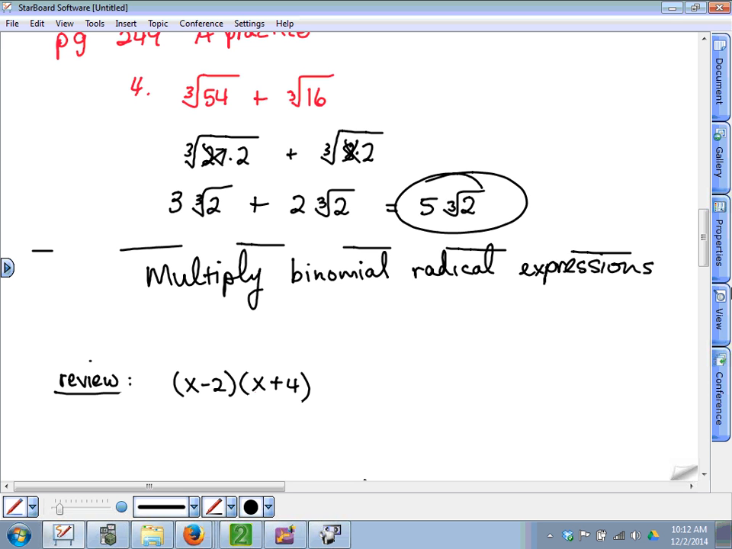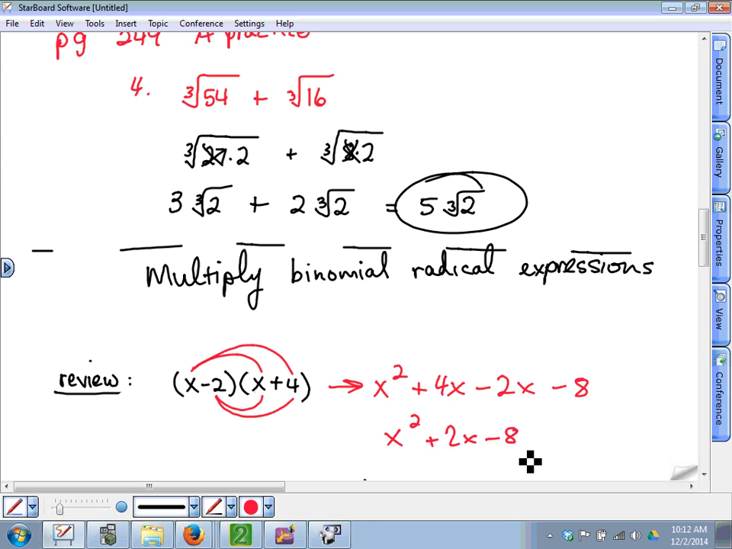Some teachers call it the FOIL method. Even our book calls it the FOIL method. It's an acronym. It stands for first, outside, inside, last. Anyway, it's just distributing. X times x is x squared. X times 4 is plus 4x. Negative 2 times x is negative 2x. Negative 2 times 4, negative 8. Combine your like terms to get x squared plus 2x minus 8.